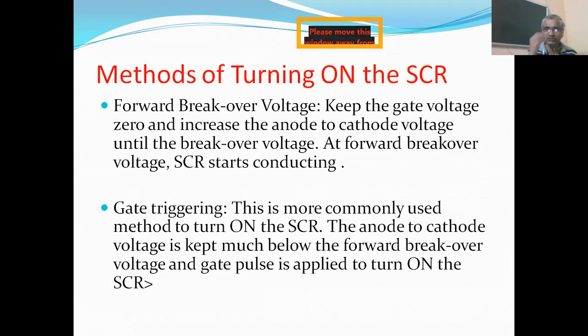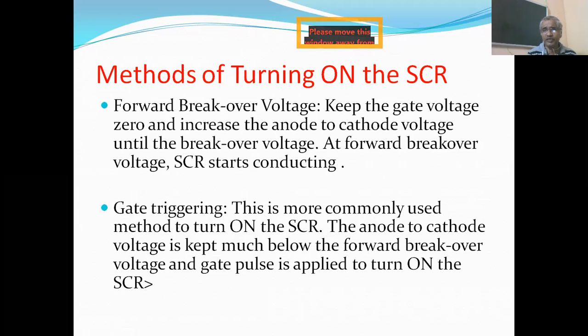That means keep the gate voltage 0 or at certain values and increase the anode to cathode voltage. So by increasing the anode to cathode voltage, at a particular voltage the breakdown of the junction J2 will take place and the device will be turned on. So this is called the forward breakover voltage method. This is the one method.